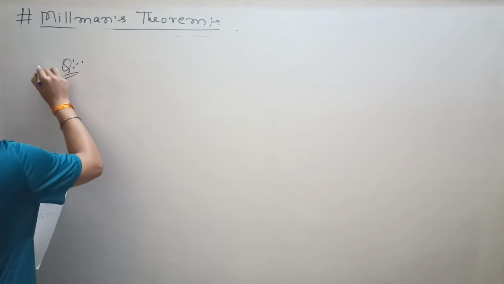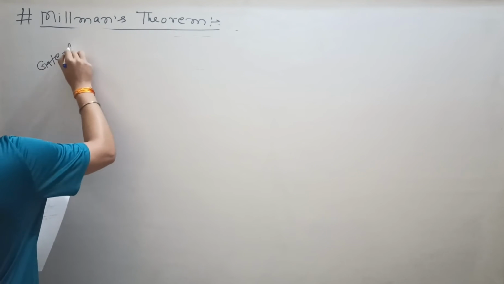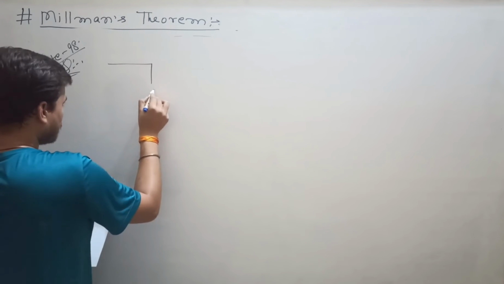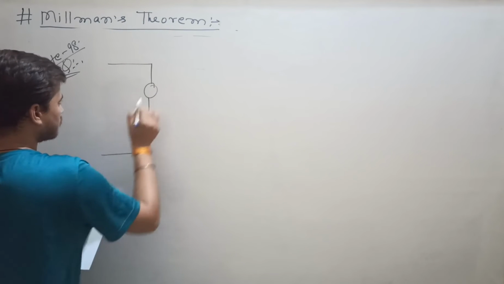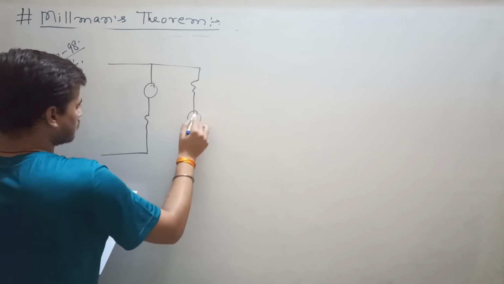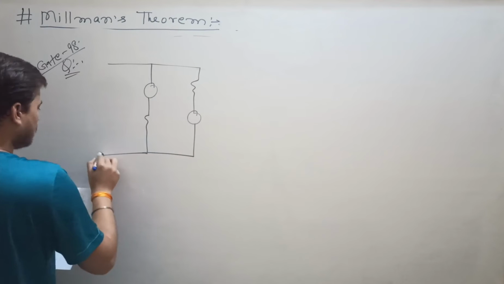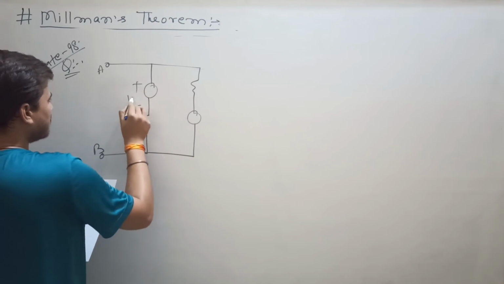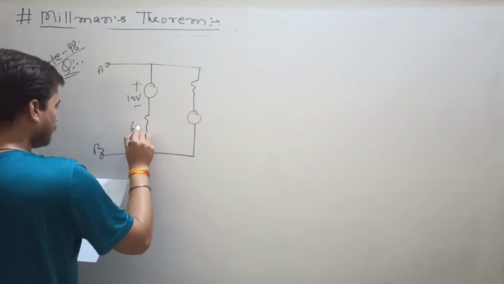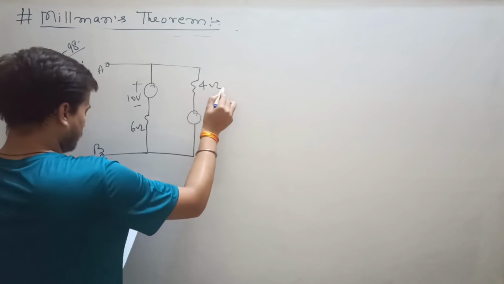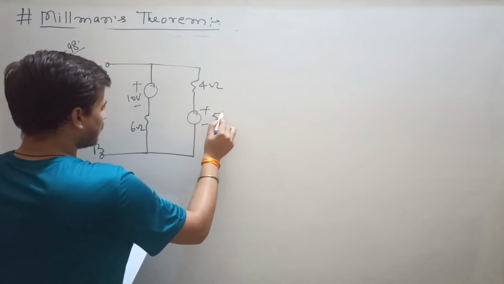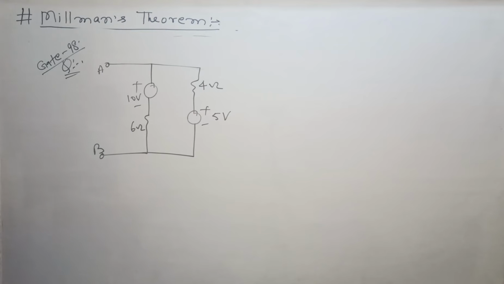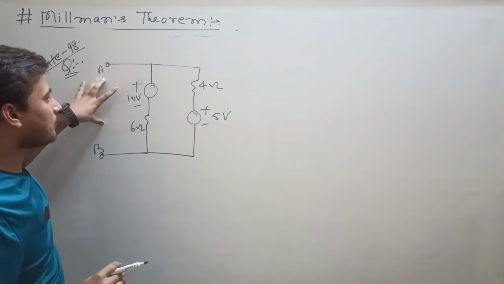This was asked in GATE 98. The circuit is given like this. It is plus minus 10 volt, 6 ohm, 4 ohm, and this is plus minus 5 volt. You have to find here the Thevenin's voltage and Thevenin's resistance.